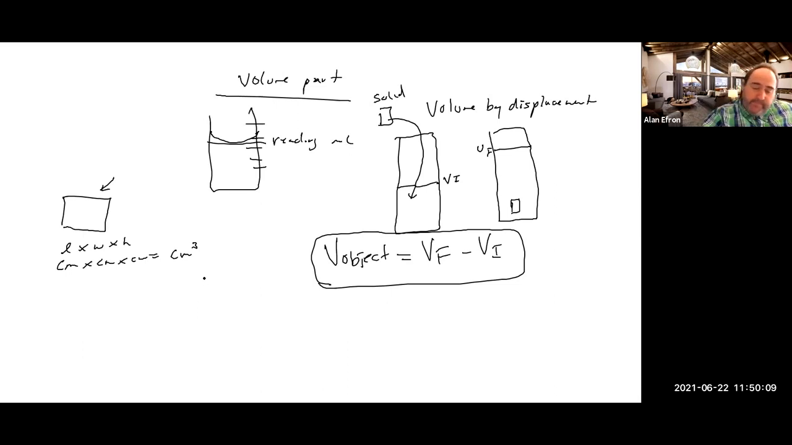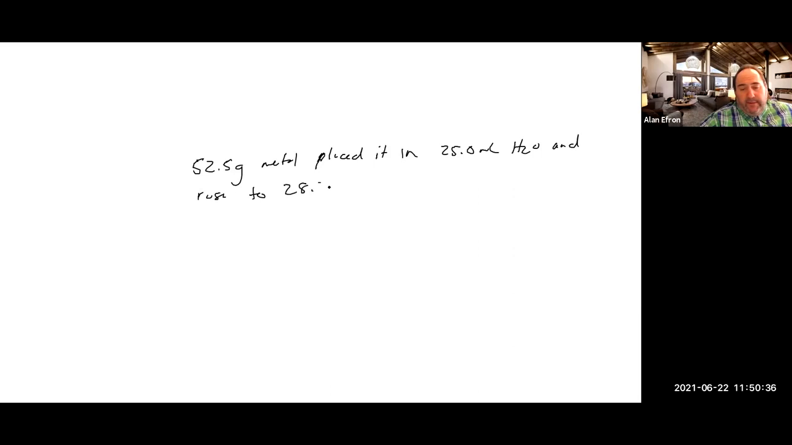Now, for example, if we had a 52.5 gram sample of a metal and we placed it in 25.0 milliliters of water and it rose to 28.2 milliliters of water, what is the density? Basically, we have D is equal to M over V.